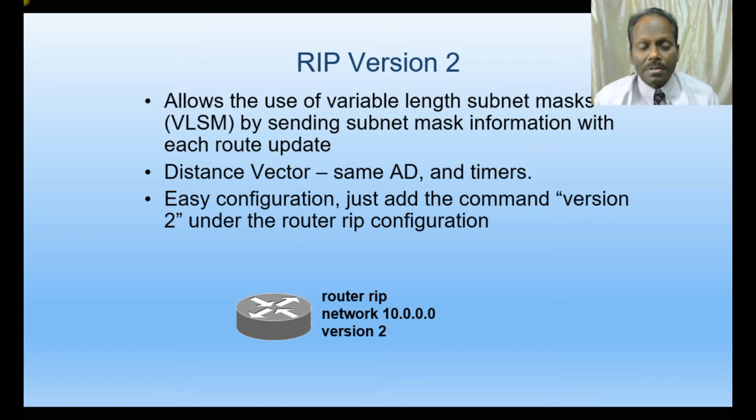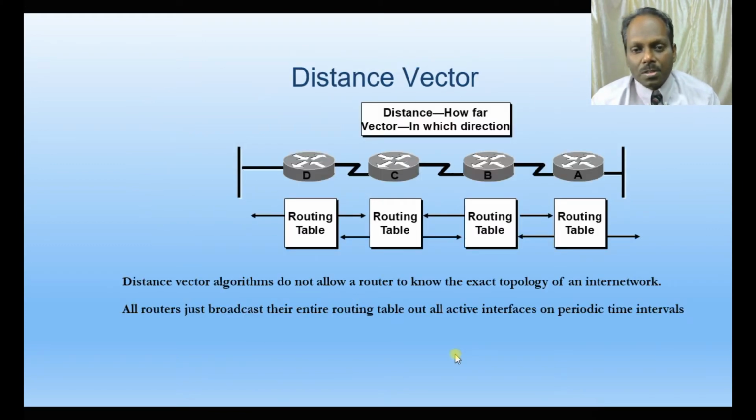One more important thing we need to understand is the distance vector algorithm. This distance vector algorithm figures out the routes. From A to B, B to C, C to D, as I mentioned, every 30 seconds it recognizes and updates the routing table to its adjacent routers. The distance vector algorithm does not allow a router to know the exact topology of the network. It only knows about its neighbors. All routers just broadcast their entire routing table out of all active interfaces at periodic time intervals. Here it is 30 seconds. I will be showing the practical also.